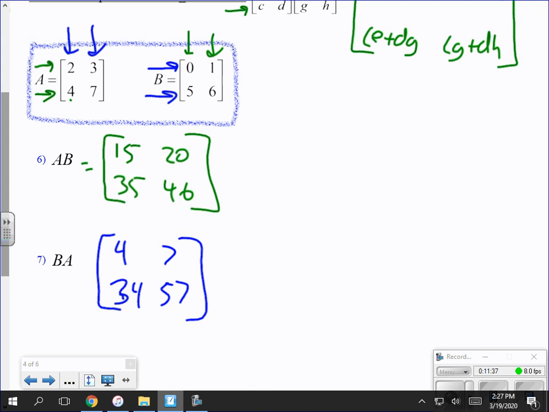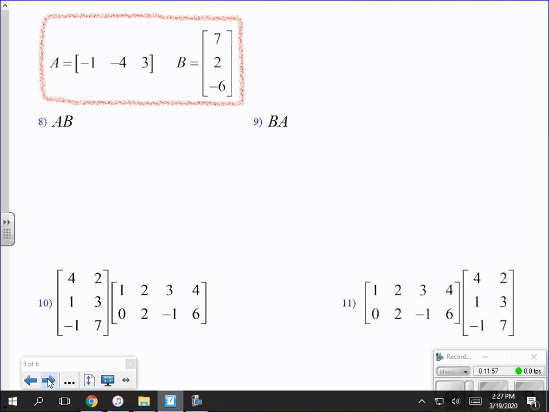Notice that with multiplication of matrices, A times B does not equal B times A almost every single time. It is not the same as regular multiplication. It does not come up the same thing every single time. So you've got to be careful about that. So let's do a couple more.